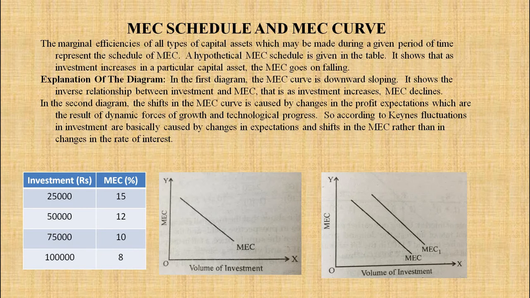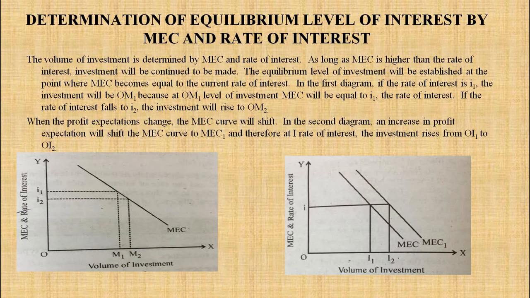So according to Keynes, fluctuations in investments are basically caused by changes in expectations and shifts in MEC rather than in the rate of interest. That means from MEC to MEC1, the investment is rising, caused by the changes in expectations and shifts in the MEC rather than the changes in the rate of interest. This is what you have to write about MEC schedule and MEC curve. Let us move on to the next point.